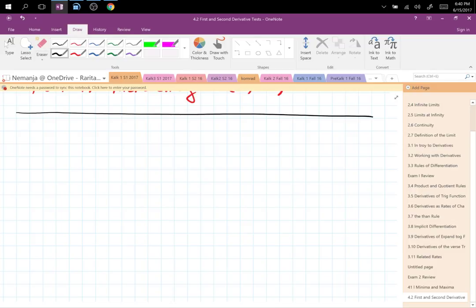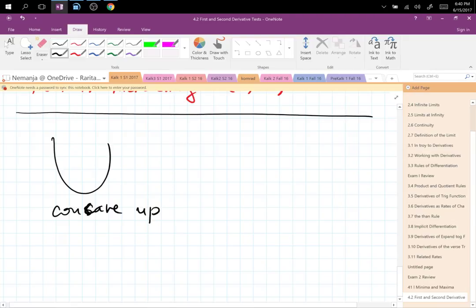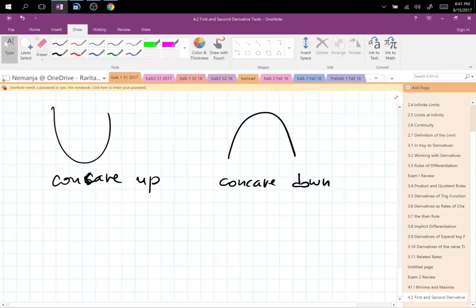We say that a shape that looks like this is concave up, and a shape that looks like this is concave down. That also means the shapes that look like this are concave up, and the shapes that look like this are concave down. Because if you put those two shapes together, you will get these.